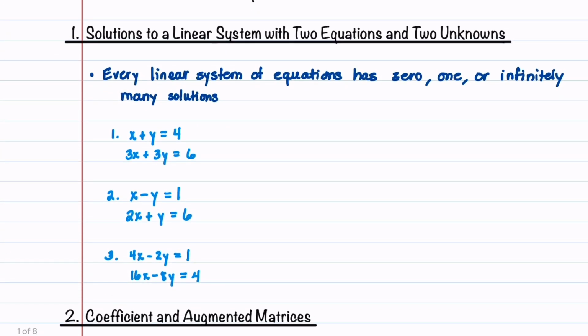We'll begin by talking about the possible solutions to a linear system with 2 equations and 2 unknowns. Every linear system of equations, regardless of the number of equations or unknowns, has 0, 1, or infinitely many solutions. So there are 3 types of solutions. The following linear systems are examples of each type of solution. Our first example is an example where we have no solution.